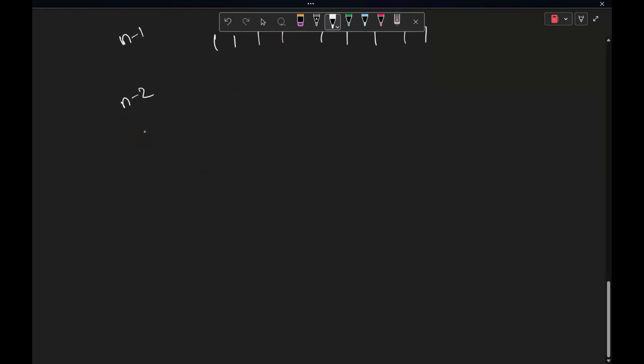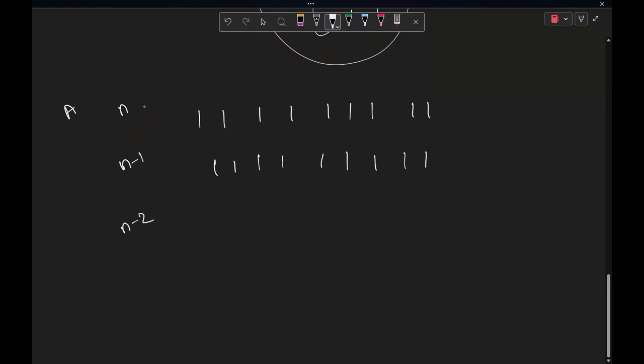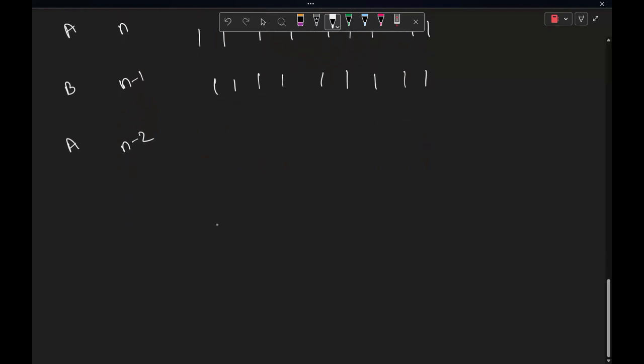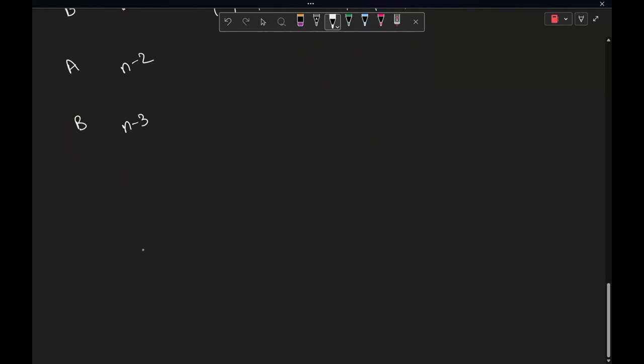On Alice's turn, the length was n. On Bob's turn, the length was n minus 1. On Alice's turn, the length was n minus 2. On Bob's turn, the length will be n minus 3. So when the length becomes 1, whoever's turn it is will lose.